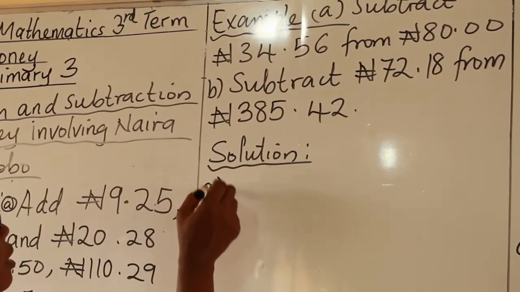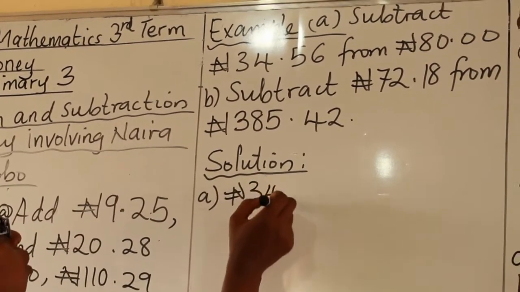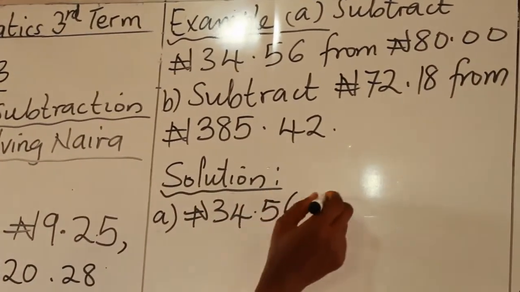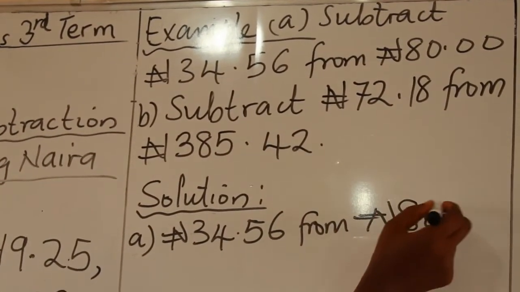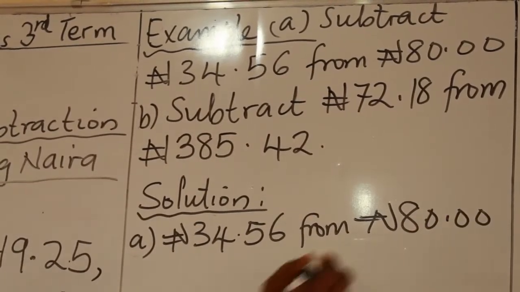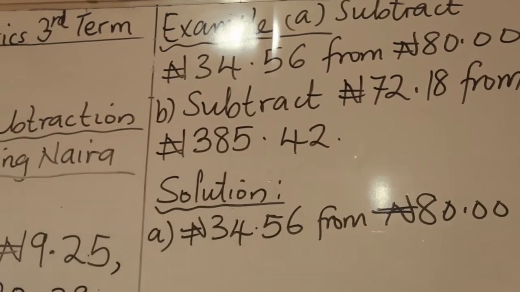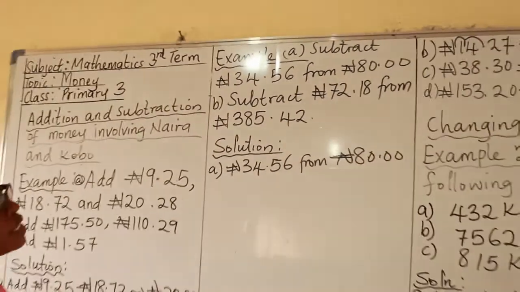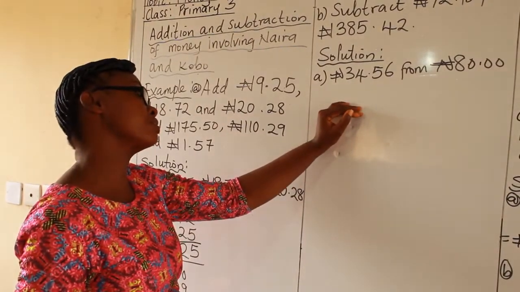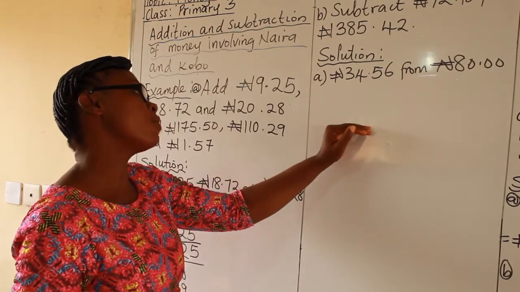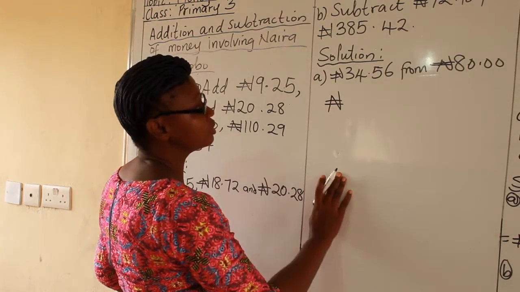Okay, A, we are asked to subtract 34 naira 56 kobo from 80 naira. 80 naira. All right. Now, children, when you are subtracting any number, the bigger number should be placed first. You write down the bigger number first, and then the smaller number will come under. This is what I mean. I know you know it already.